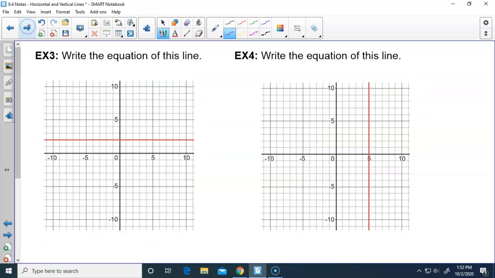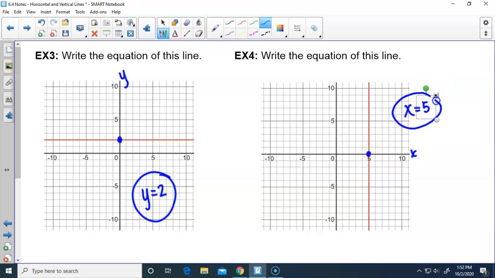Let's look at a couple more. For number 3, we've got a horizontal line. Horizontal lines are going to be y equals a number. And in this case, here's your y-axis right here, and we're crossing that y-axis right there at 2. So this equation is y equals 2. And then for our example 4 here, I see that I have a vertical line. A vertical line is always x equals a number. So in this case, you see you're crossing your x-axis, x is going to equal 5.